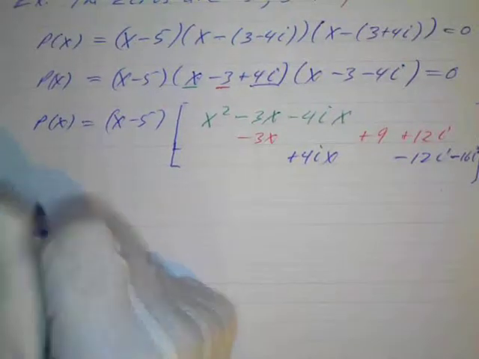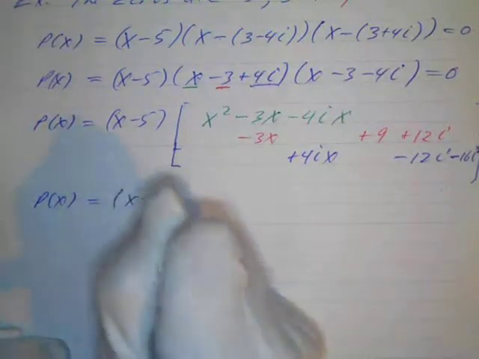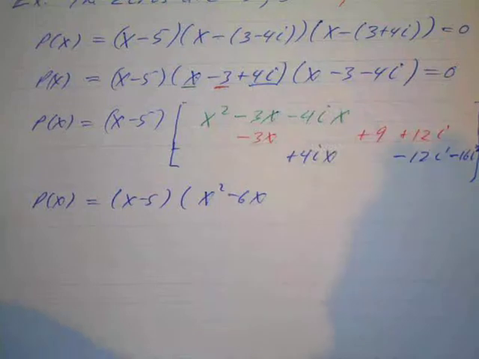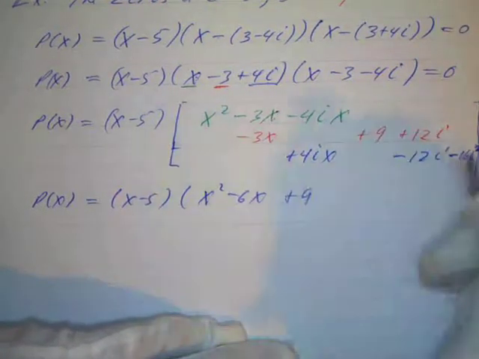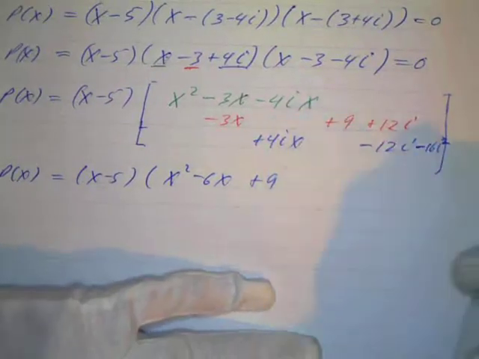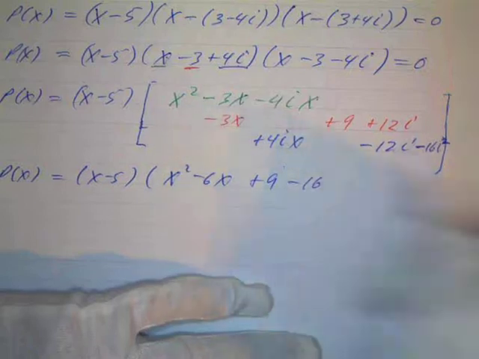And I'm going to kind of combine all my terms. So I've got p of x equals x minus 5, and then I've got an x squared, and I've got negative 6x. Notice that these are opposites, so they'll cancel. And then I've got plus 9 over here. And then these are opposites, plus 12i minus 12i, so they become 0. And then I've got negative 16i squared.